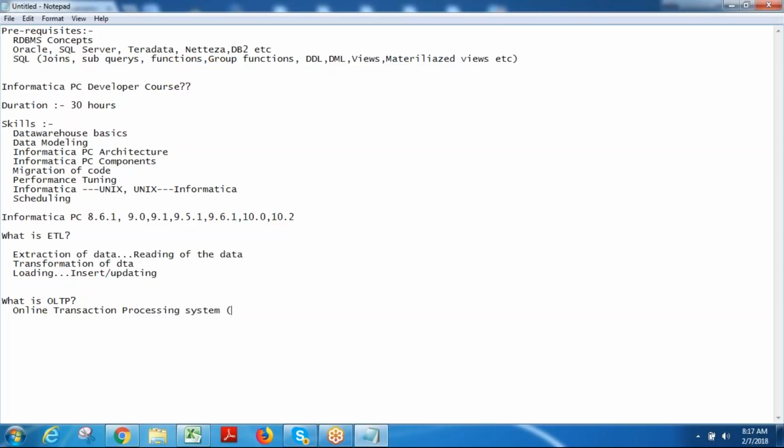So what do you mean by transaction? In technical terms, a transaction is nothing but inserting data into a table, updating data, or deleting data from a table. Any DML operation that you perform on a table is called a transaction. If you are performing a group of DML operations on the table, that is also called a transaction. So technically, a transaction means the DML operation that you perform.